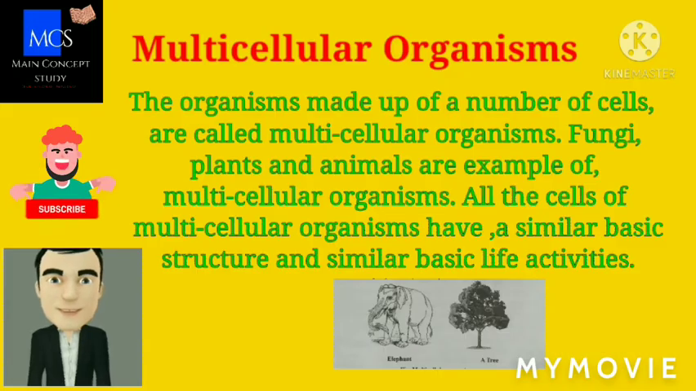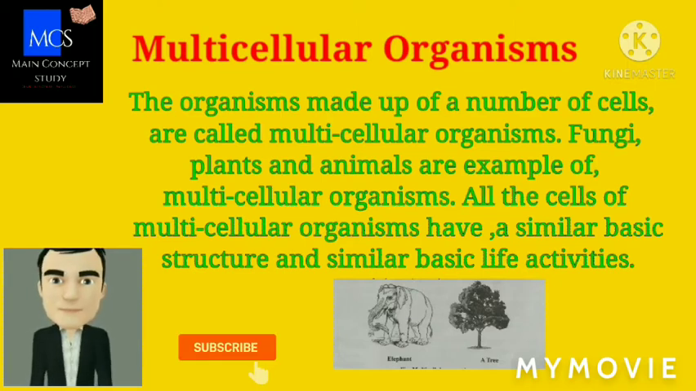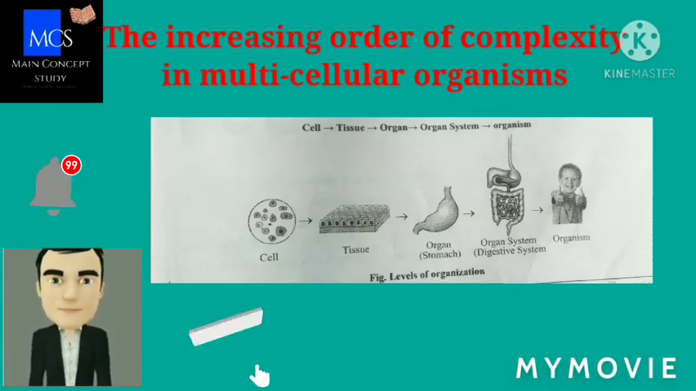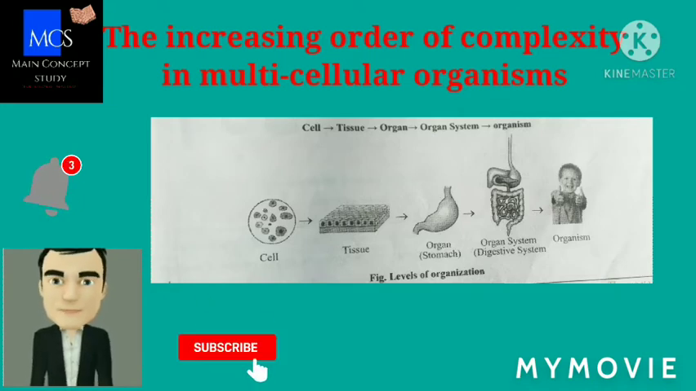The organisms made up of a number of cells are called multicellular organisms. Fungi, plants and animals are examples of multicellular organisms. All the cells of multicellular organisms have a similar basic structure and similar basic life activities. The increasing order of complexity in multicellular organisms: cell, tissue, organ, organ system, organism.